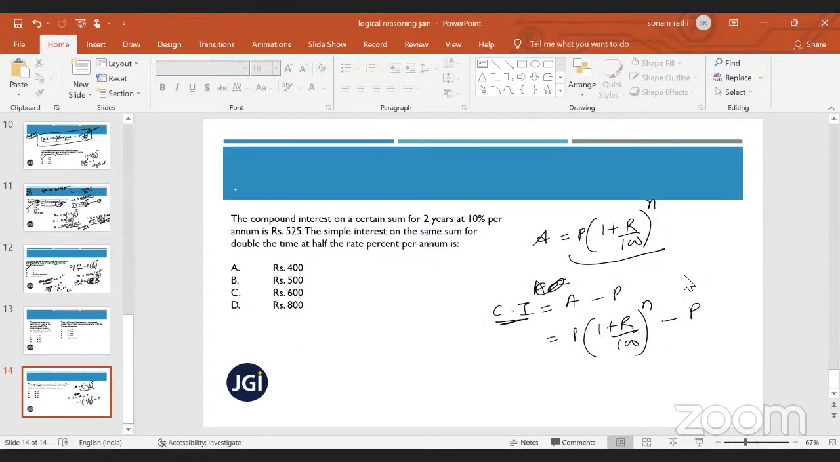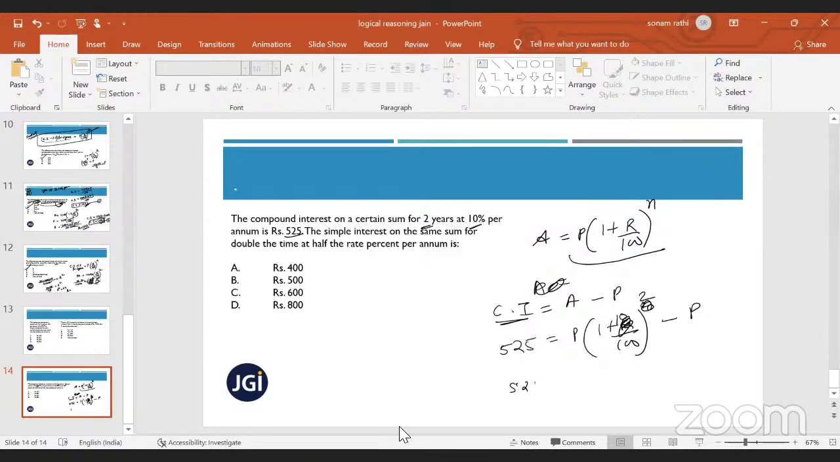In this you know 525. What else do you know? You know 2 years and 10%. So R is 10, N is 2. Correct? So can you find the value of P? Find the value of P from there. How much P value will you get? Do it.